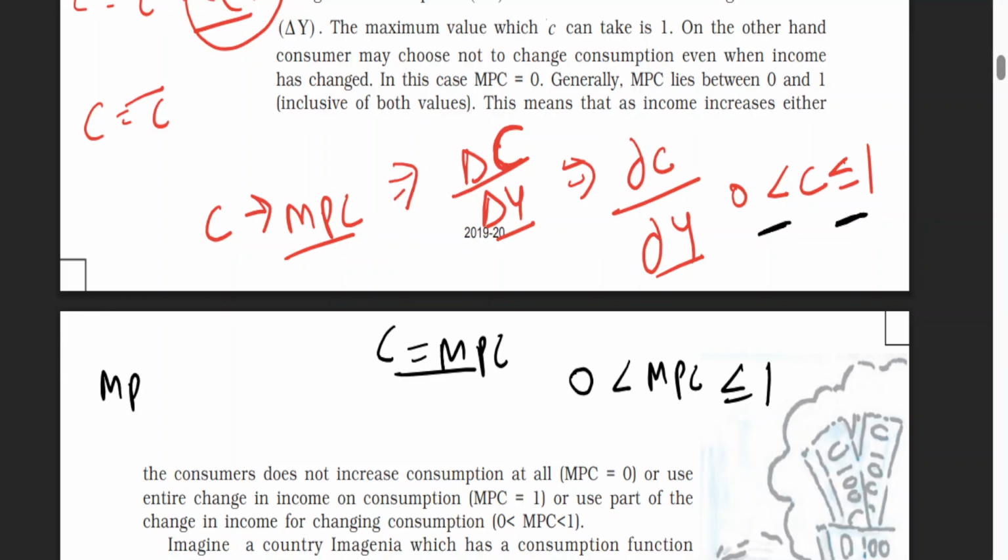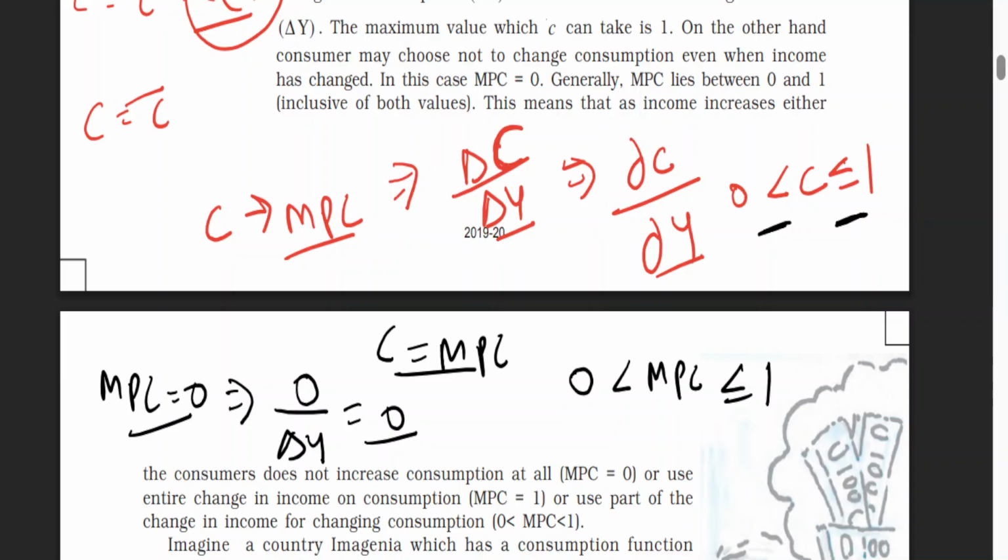When your MPC value is 0, that means you are having some change in your income, but you are not changing your consumption pattern. When you get the MPC value as 0, your income is changing, but the value of consumption is not changing, so that particular value will remain 0. So this means that your income is changing but consumption is not changing.